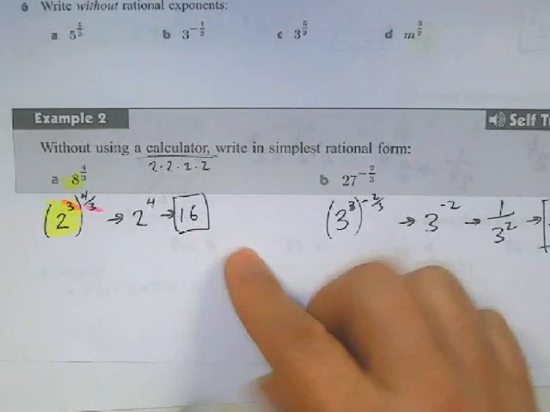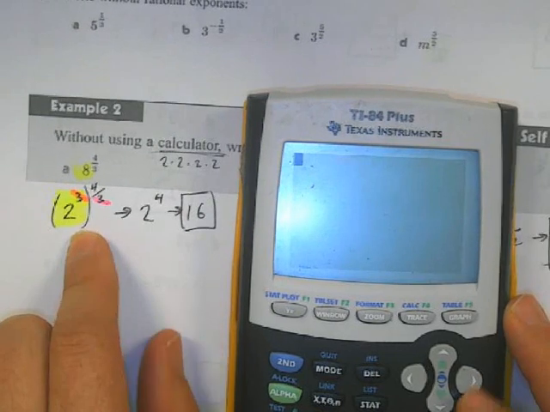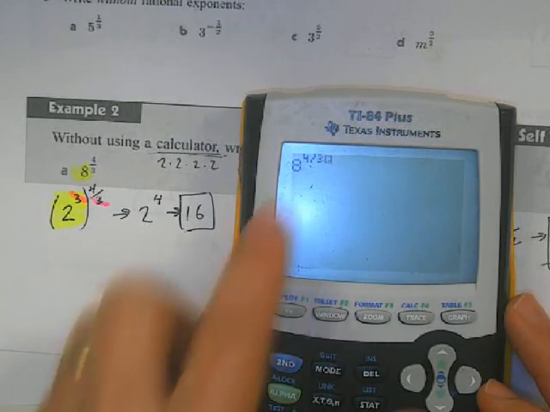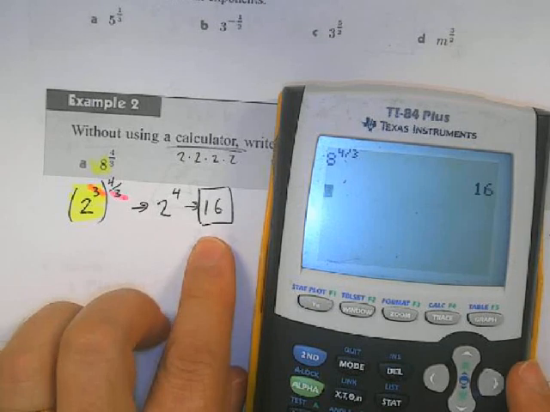Let's see if that works on the calculator, just to double check. So if I have 8 to the power of 4/3, did I do it correctly? I did.